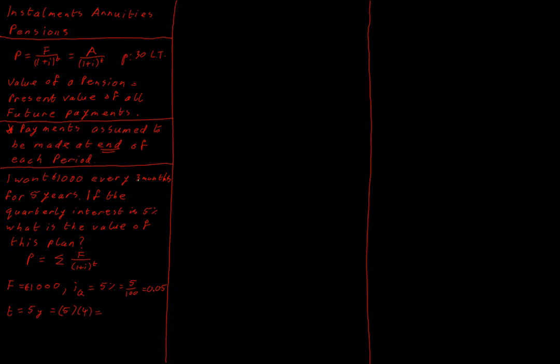So we want to get paid every 3 months. That's a quarter of a year. So there's going to be 4 quarters in every year. So we are dealing with 20 quarter-year time periods. So let's draw out our picture now that we have our different bits and pieces.